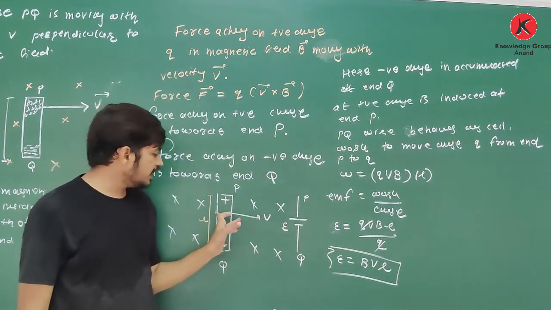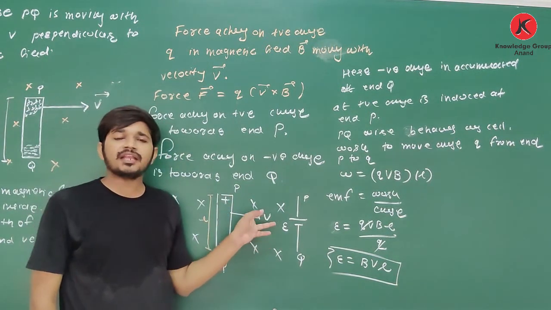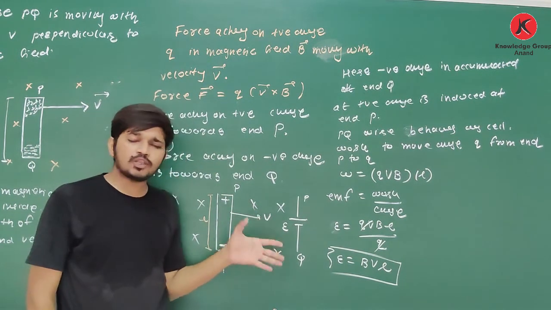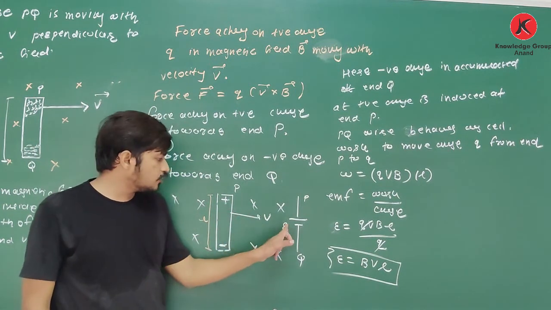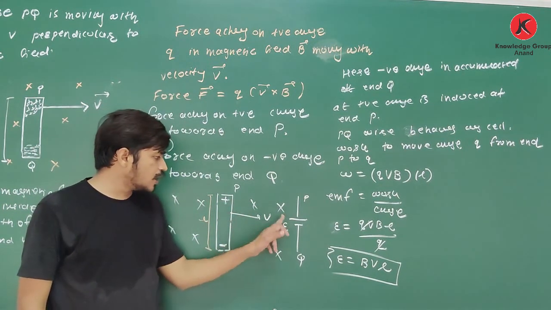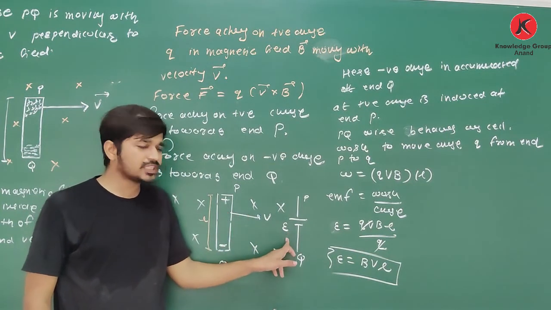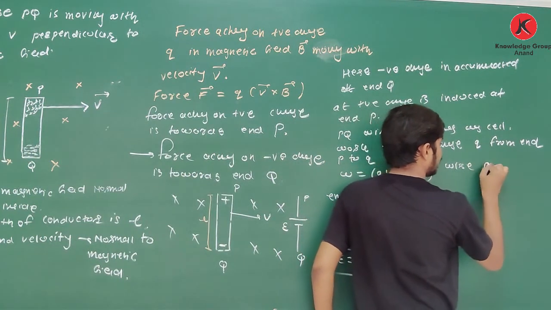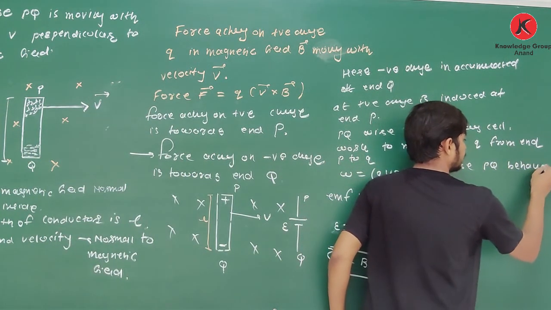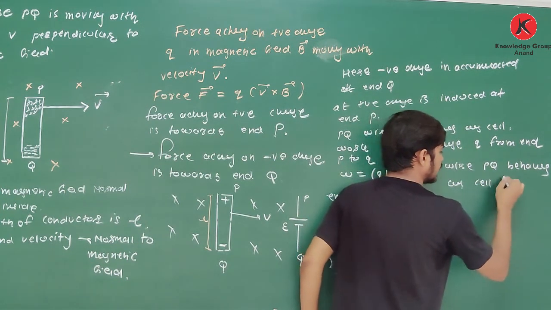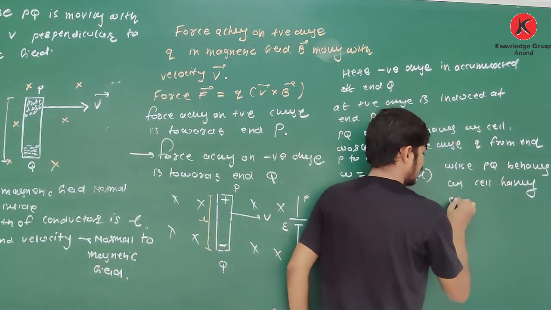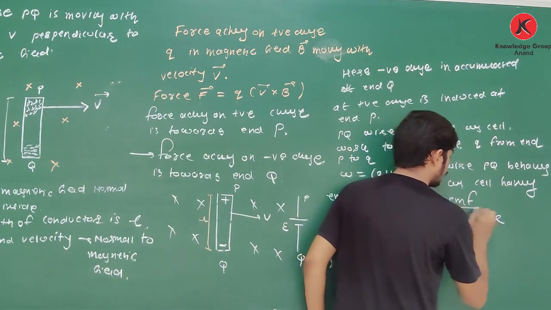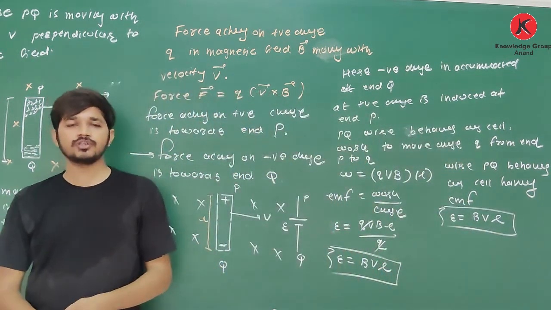So if this wire PQ is moving in a magnetic field, normal to both its length and velocity, then this wire PQ behaves as a cell having EMF E equal to BVL. Clear about this?